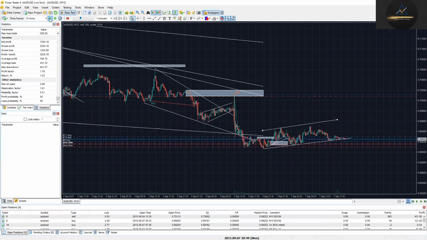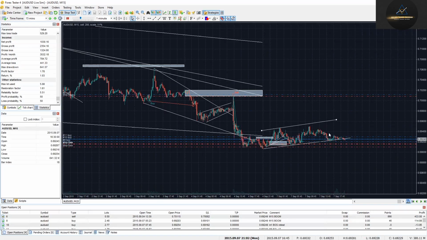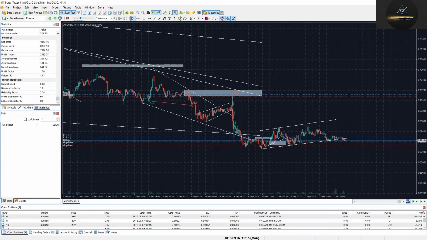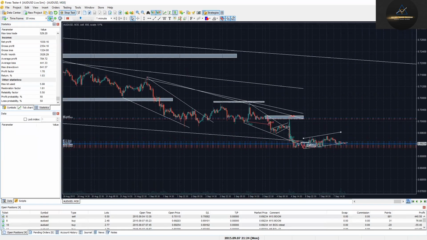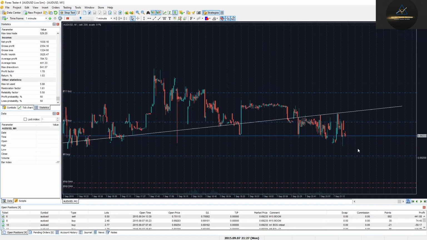Let's zoom out so we get a better idea of where we're at. There's not much going on right now. We just have to, yeah, it's the time of day, really. Okay. I guess we're gonna just stick with the plan.